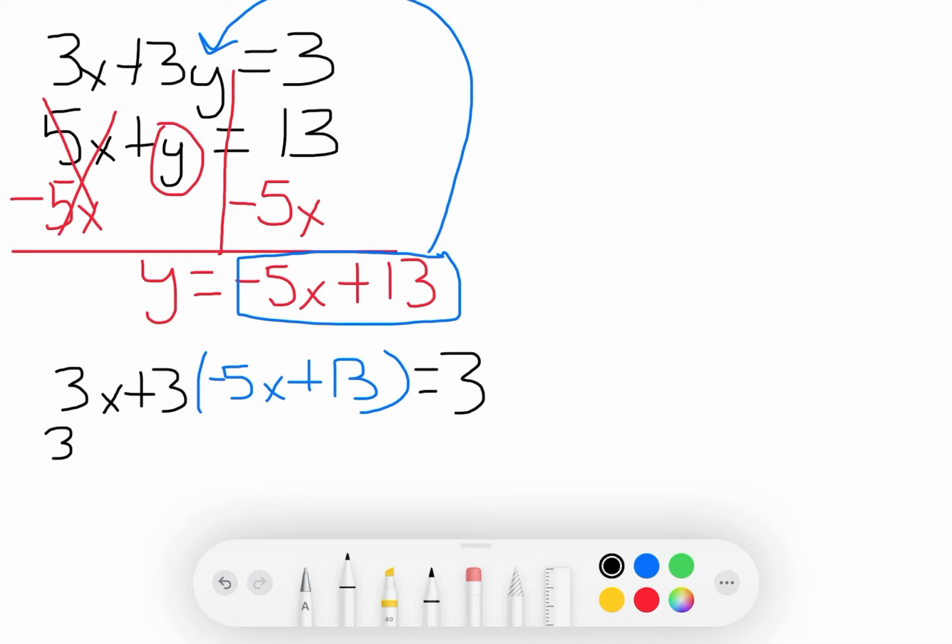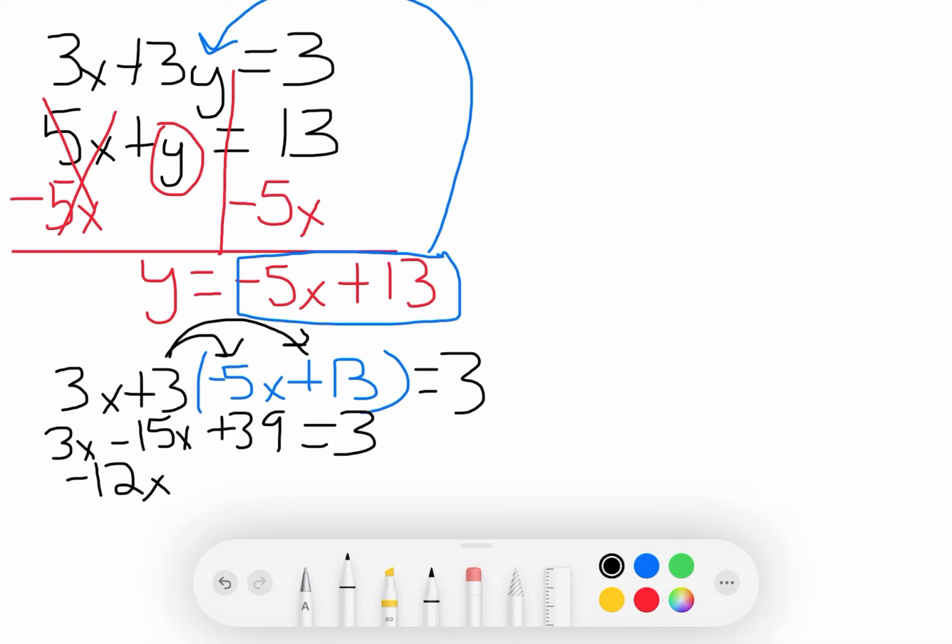So I have 3x minus 15x plus 39 equals 3. Now I combine like terms. I get -12x plus 39 equals 3.